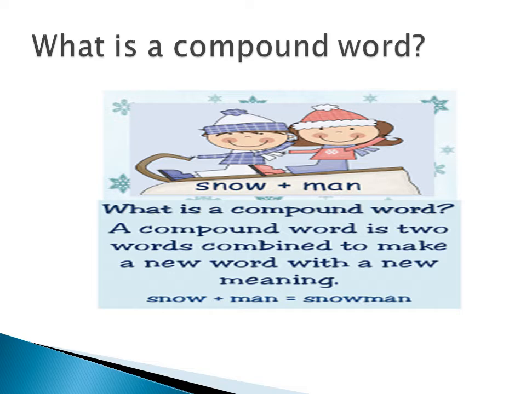Let's now begin. And this is compound word. A compound word is two words combined to make a new word with a new meaning. Example, snow plus man equals snowman. The word snowman is a compound word.